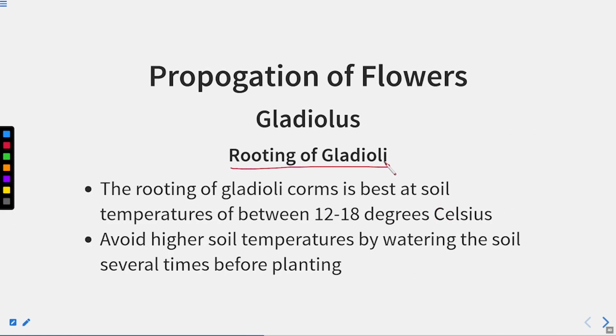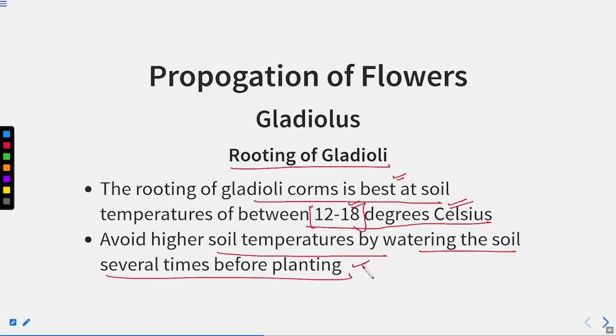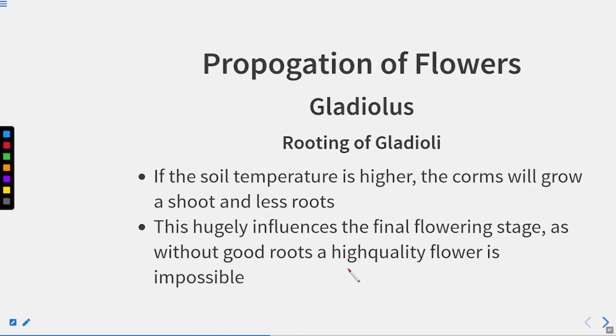Rooting of gladioli. The rooting of the gladioli corms is best at a soil temperature of between 12 to 18 degrees Celsius. Avoid higher soil temperature by watering the soil several times before planting. So we can avoid higher soil temperature by watering a number of times.